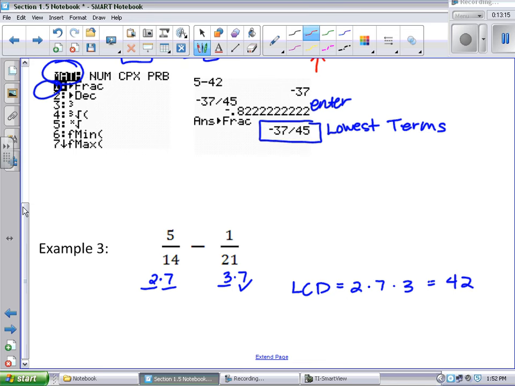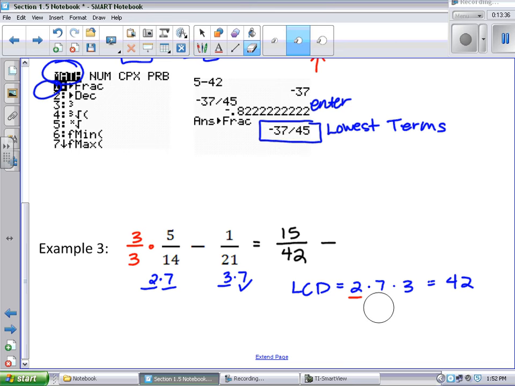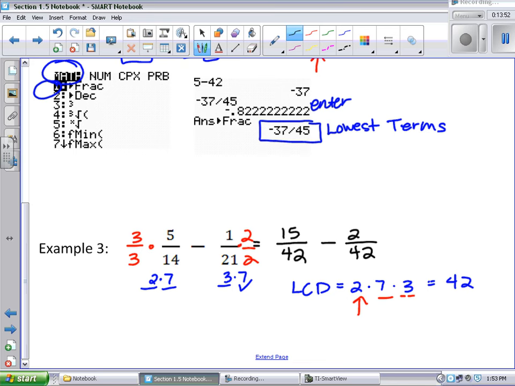5 over 14. 14 we said was 2 times 7, means we need a 3. So we're going to multiply this fraction by 3 over 3. 3 times 5 is 15, over 3 times 14 is 42, minus. Now we turn our attention to our second fraction. And we said 21 is 3 times 7, means we're missing a factor of 2. I have to multiply by 2 over 2. 1 times 2 is 2. 21 times 2 is 42.